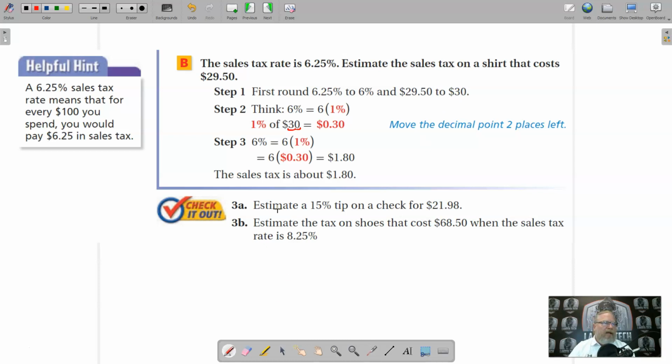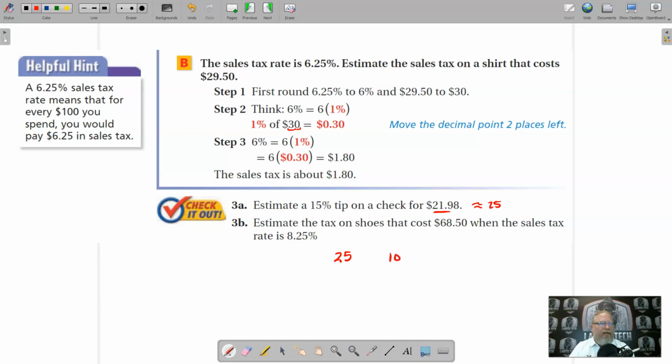Let's look at estimating a 15% tip on a check for $21.98. Now, since it's a tip, I want to be nice to the waiter or waitress. I'm going to take this $21.98 and round it up to 25. We're just going to call that 25. So let's take 25 as our number.